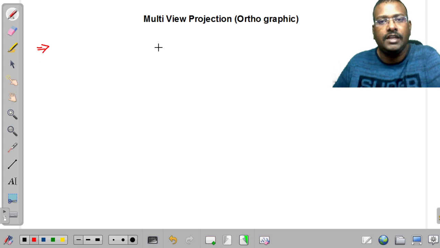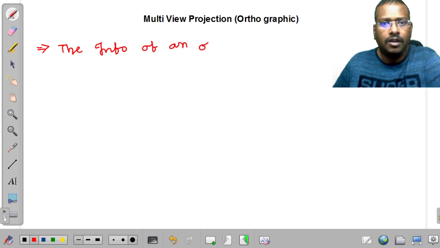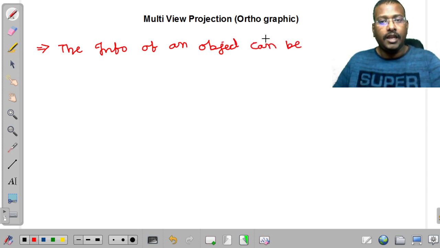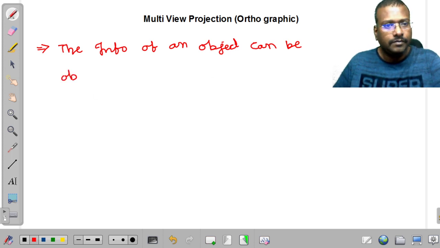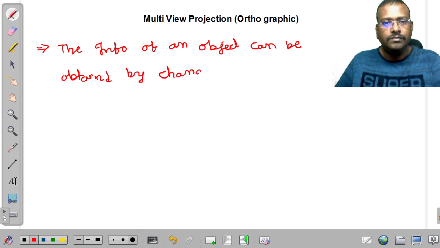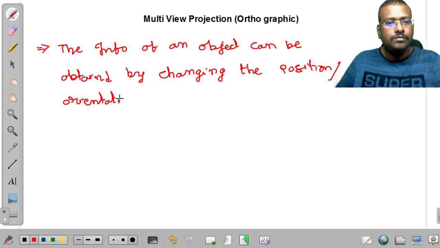So what are the characteristics we have to remember for multi-view projection? I will write the information here. These are the most important. First, the total information of an object can be obtained by changing the position, which is also considered the orientation, of the observer.